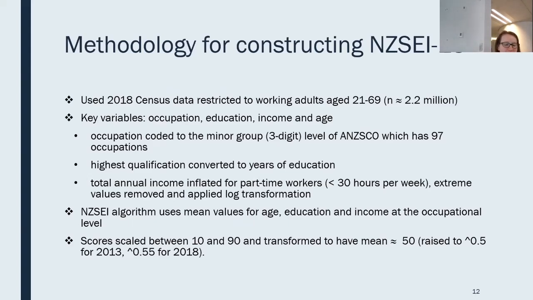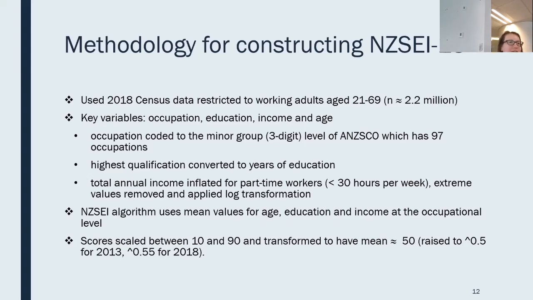So the methodology for constructing the 2018 NZSEI is almost identical to earlier versions of the scale. Like other versions of the NZSEI, we restricted the population to working adults aged 21 to 69. Despite the retirement age being 65 in New Zealand, it is quite common to work for a few years after this point, but then labour market participation drops off. Below the age of 21, people tend to have jobs that do not reflect their skills and education levels, and hence people of these ages were excluded.